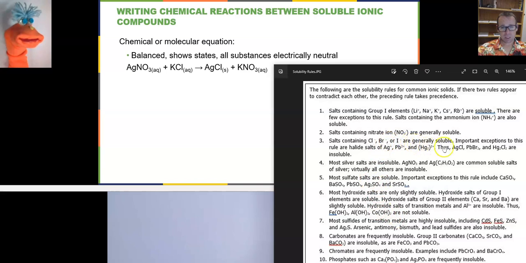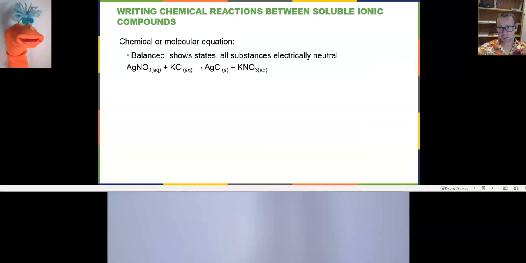So here's an example right here. Number three, the salts containing chloride are generally soluble, but silver chloride is an exception. And then the other ionic compound that is written here in our chemical equation is again aqueous. Therefore, it's just potassium ions and nitrate ions.